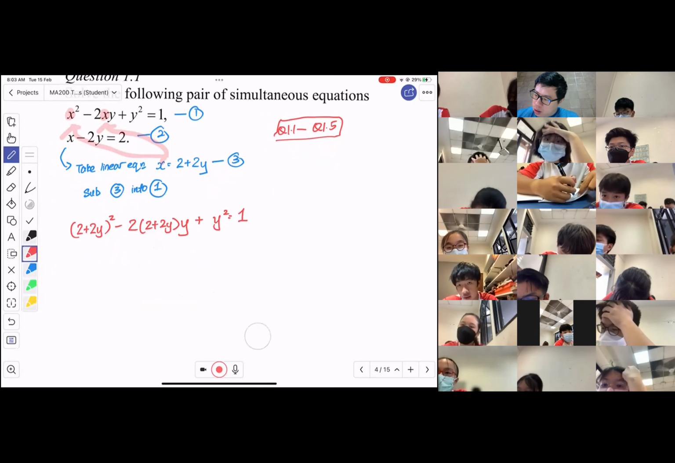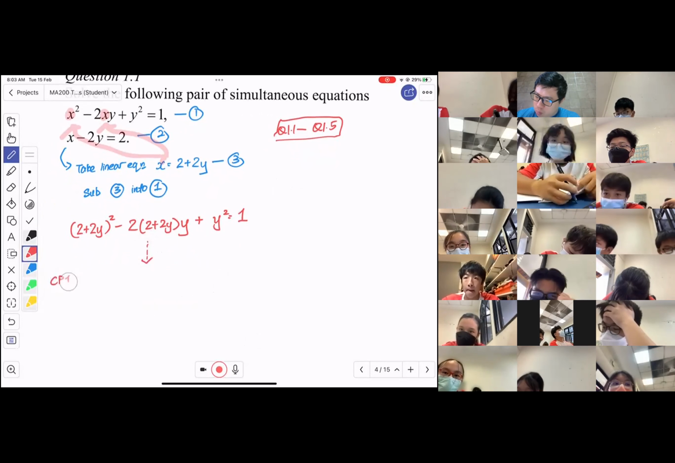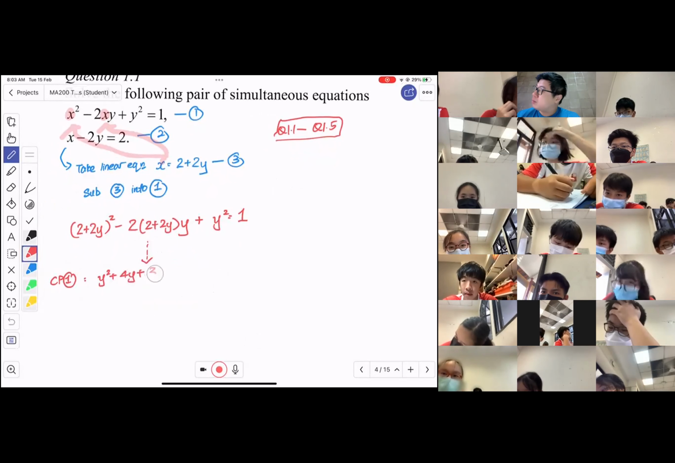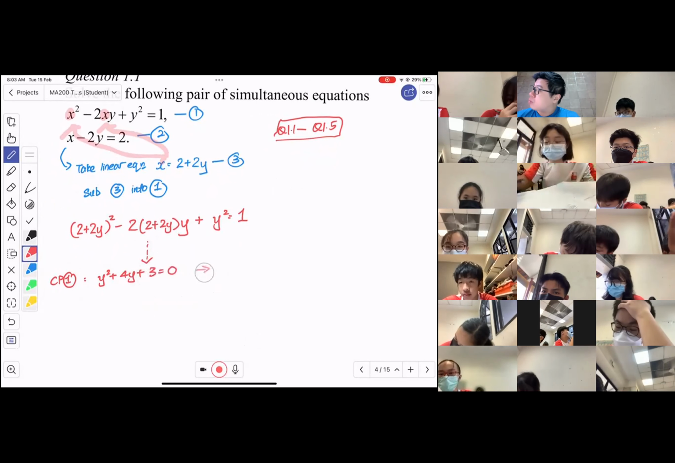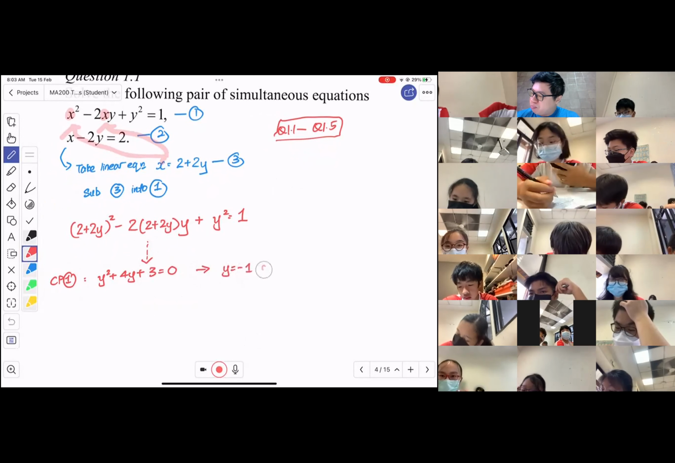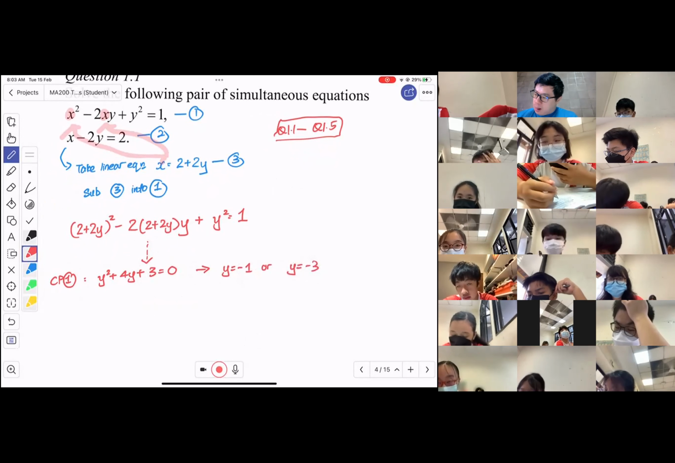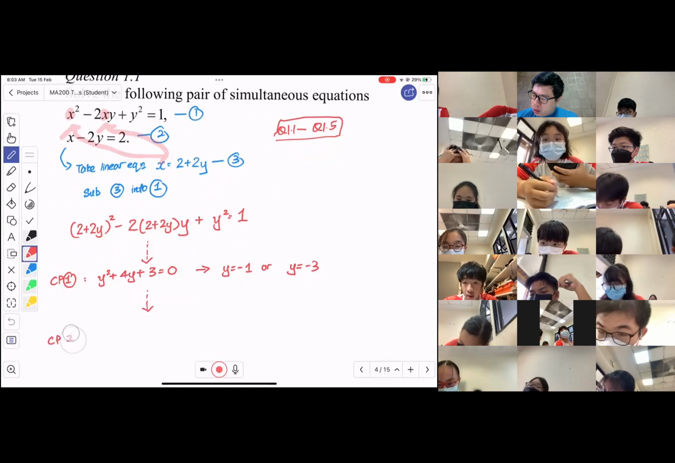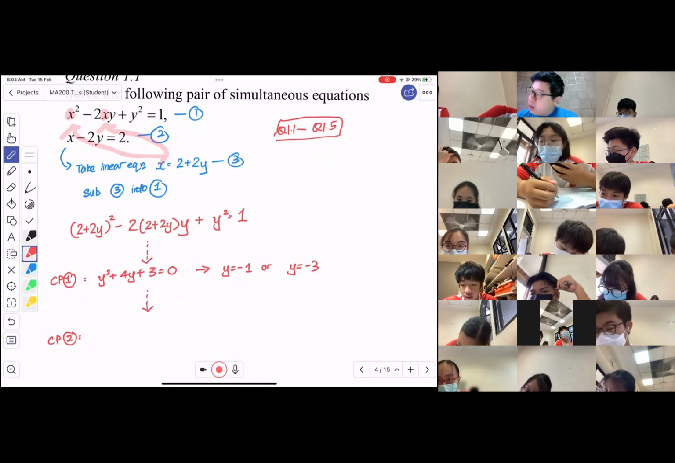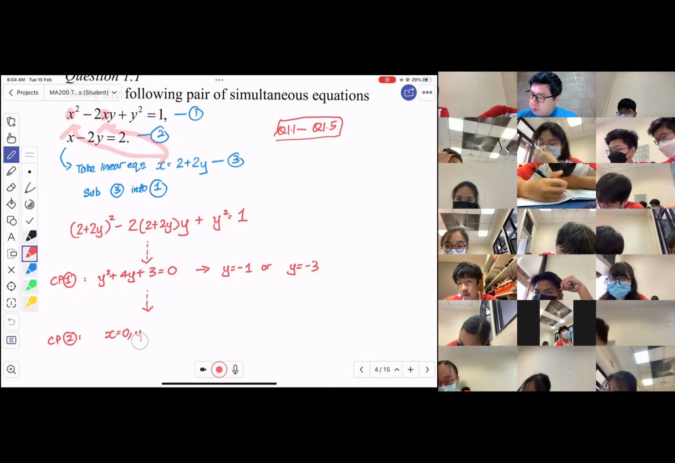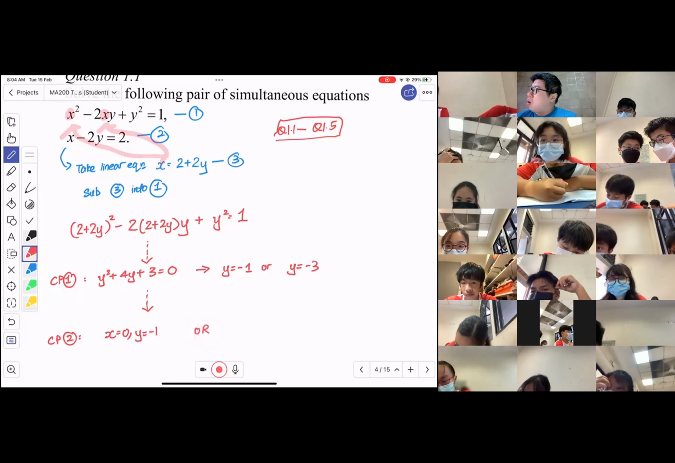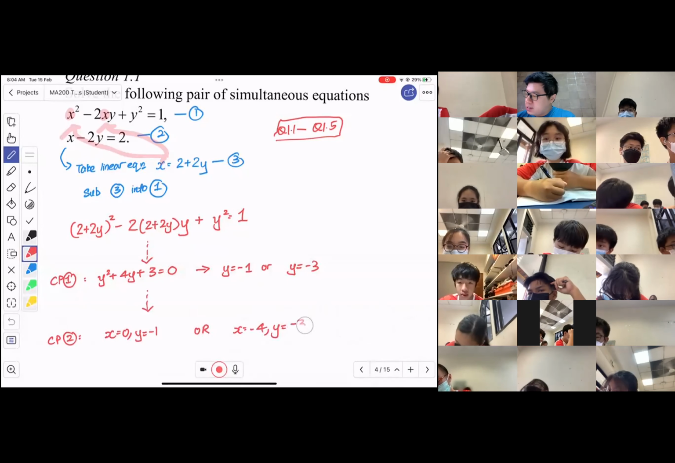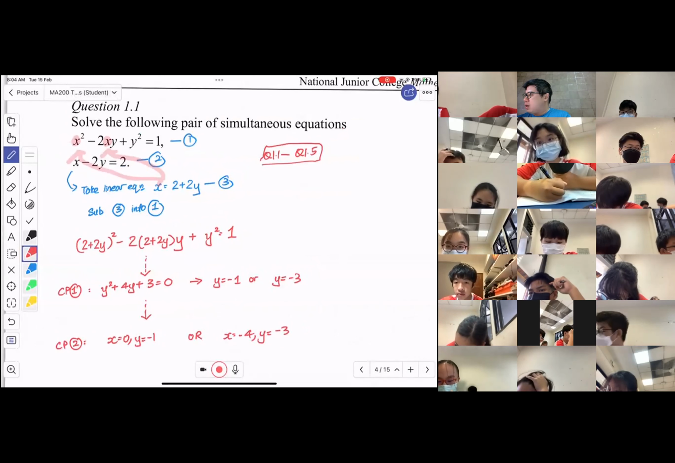Your first checkpoint, checkpoint 1, you should be able to get y squared plus 4y plus 3 equals to 0, which will lead you to y equals to -1 or y equals to -3. Checkpoint 2, you should be able to get your answer. When y equals to -1, you should get x equals to 0, y equals to -1, or x equals to -4, y equals to -3. So make sure you have your answer in this manner.